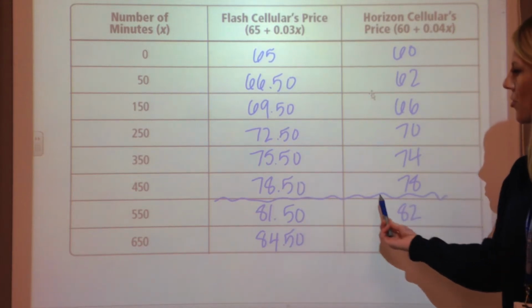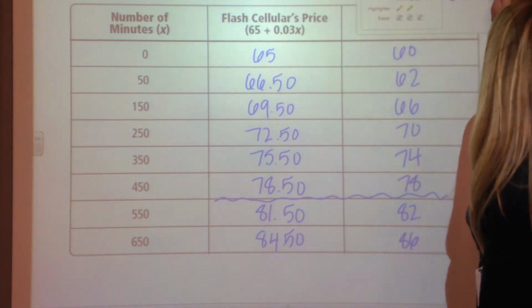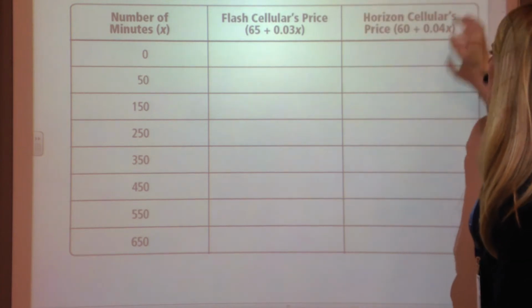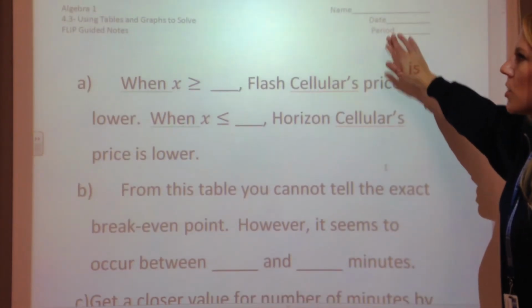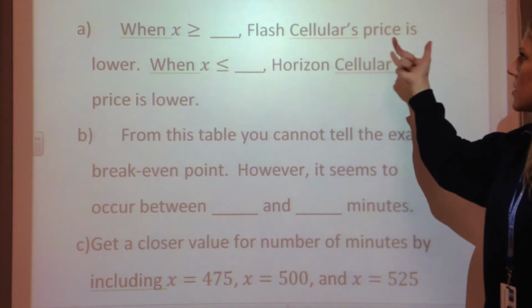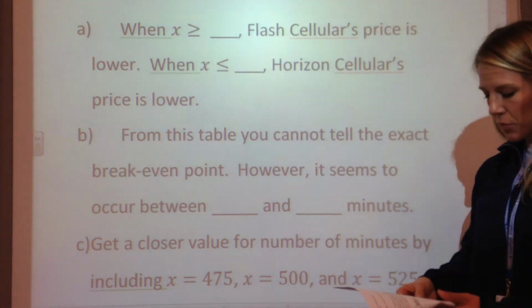After how many minutes are we going to be paying the companies the exact same amount? And you'll want to keep referring to your table. I'm getting ready to erase it all, but you'll want to keep referring to your table when we talk about some of this stuff. So when X is greater than or equal to what, Flash's selling price is lower. So when we're talking about the number of minutes, when is Flash cheaper?